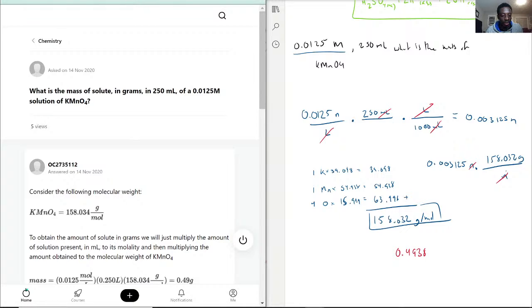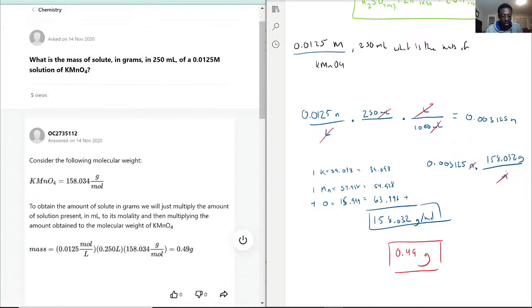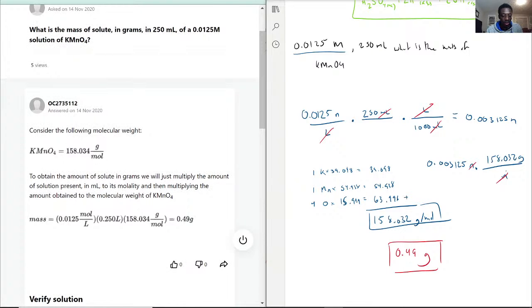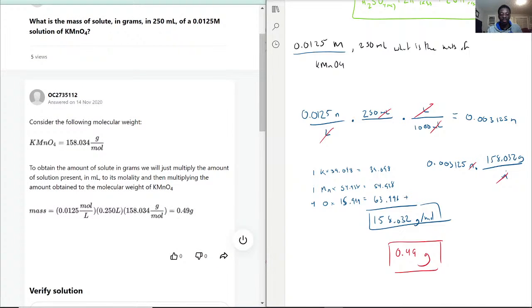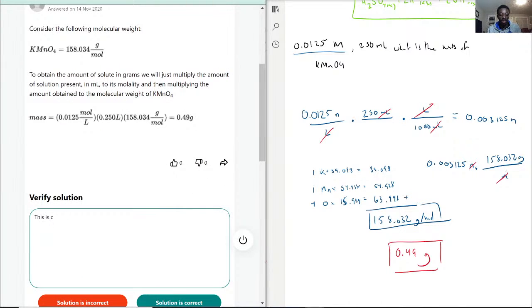We want to see how much we should round it. Because we were given 250 mL, that's 2 significant digits, which is the lowest one. The other one is 3 significant digits. So if we round it properly, we get 0.49 grams of potassium permanganate. That's what we did here. They got the mass by multiplying the molarity by 0.250 liters, which is effectively what we did here, 250 divided by 1,000, and then multiplying that by its molar mass, and we got 0.49 grams. And this is correct.